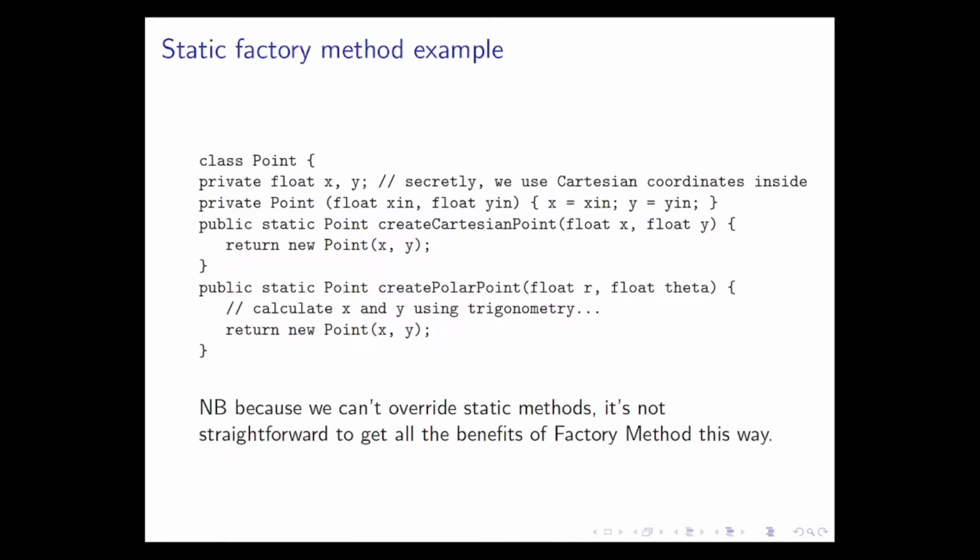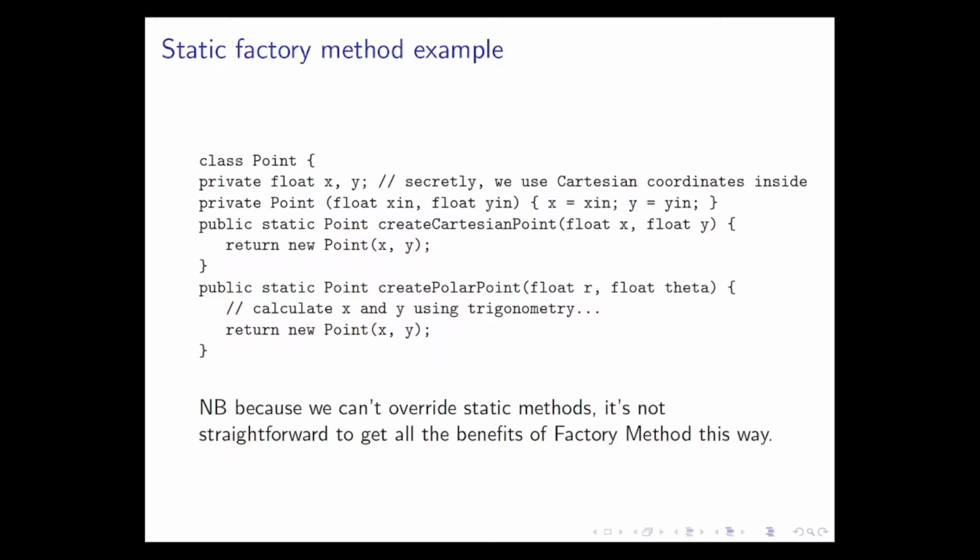And the effect is that clients of this point class can create points using whichever kind of coordinates is most convenient to them. And then they can carry on using the other methods of the point class, which I'm not showing on this slide, exactly the same way. Okay, so this is quite nice. There's a question, by the way, about whether that constructor should be private or not.